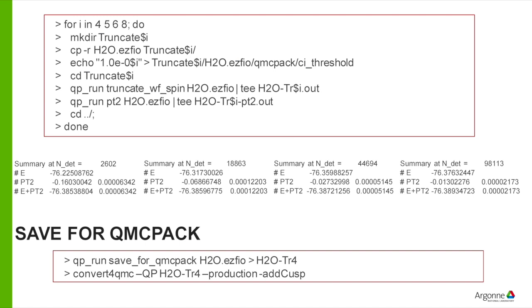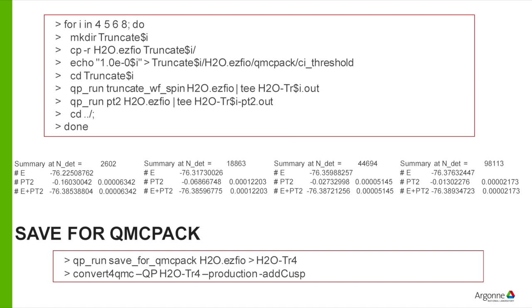Otherwise, you will have done 1 million determinants and you just truncate it, and now you have 200 that are sitting there and you cannot do the rest. So just make sure that you work on that. It sounds stupid, but yeah, just do this, it's going to be fine. So when you do this truncation, 10 to the minus 4, 10 to the minus 5, 10 to the minus 6, 10 to the minus 8, it corresponds to 2,000 determinants, 18,000 determinants, 44,000, and 98,000.